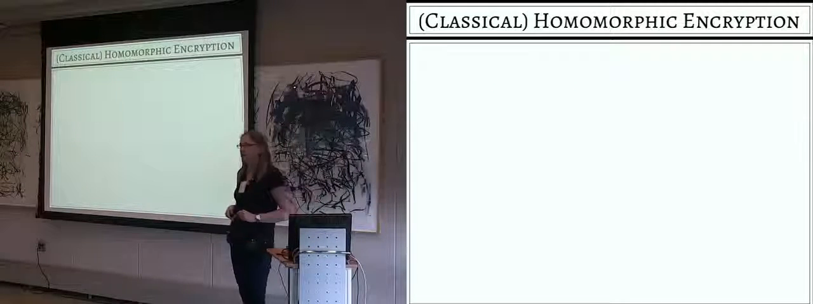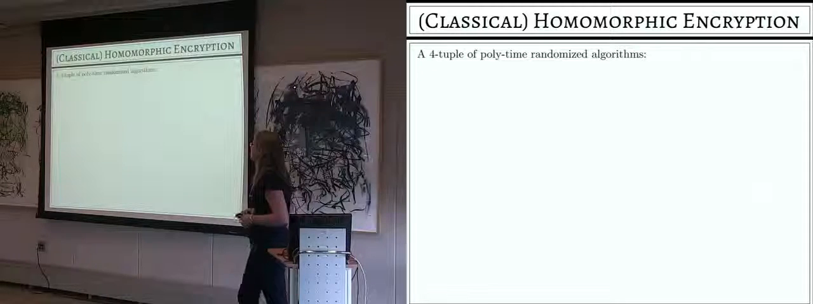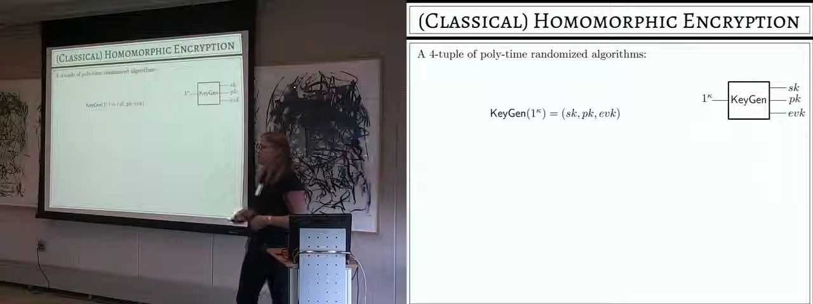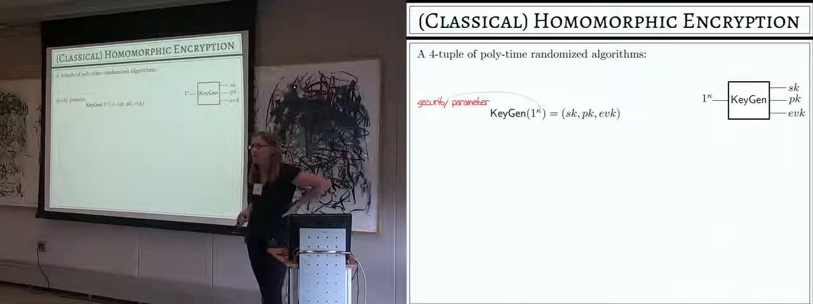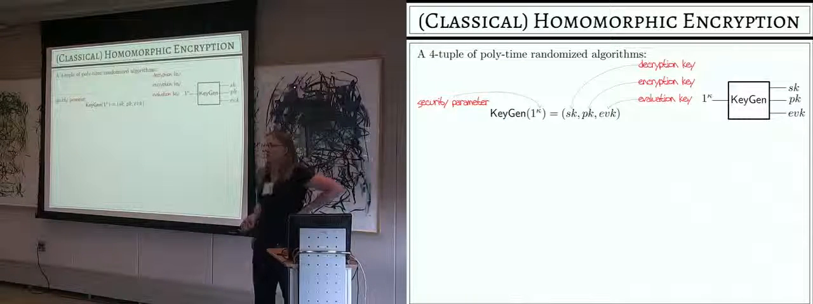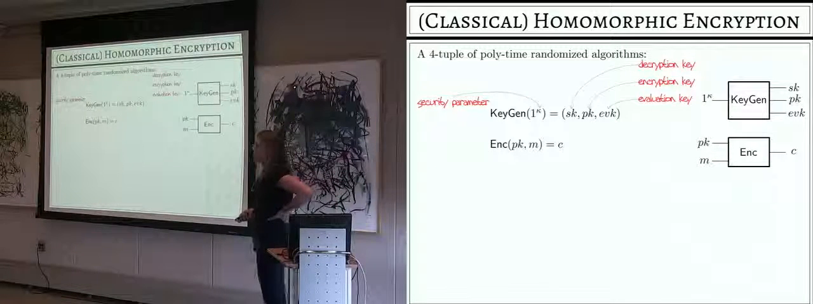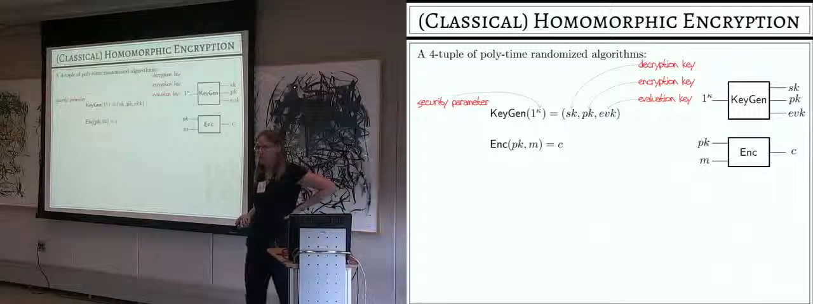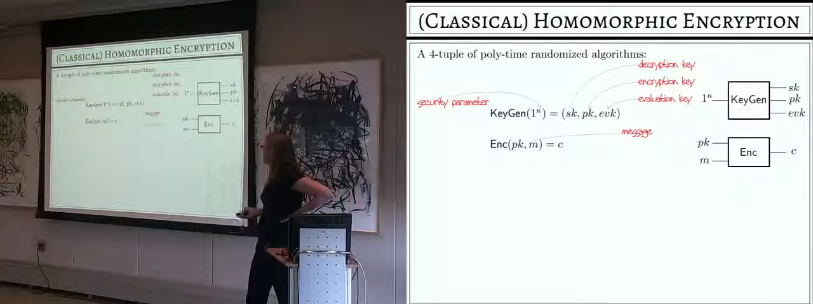Okay, so to begin, I'll define a classical homomorphic encryption scheme. So a homomorphic encryption scheme is a four-tuple of polynomial time algorithms. The first is a key generation procedure. So this is going to take a unary representation of some security parameter kappa, and it outputs three keys. So a decryption key, an encryption key, and an evaluation key. The second procedure is some encryption procedure, which takes an encryption key and a message M, and it outputs a ciphertext C.